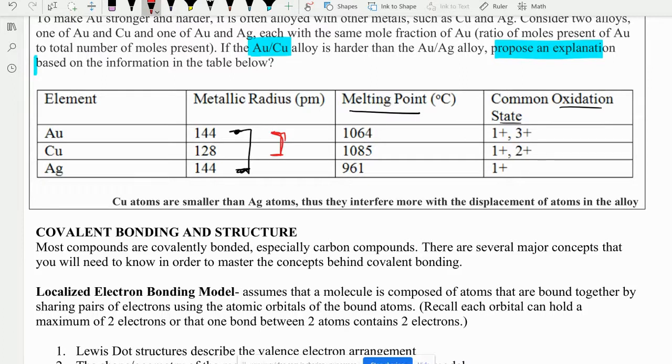Okay. And so what this leads me to believe is that since copper atoms are smaller than the silver atoms, and since those copper atoms are in the interstitial spaces between the metals, I'm going to argue that the copper gold alloy is going to be stronger because the copper atoms in the interstitial spaces of the alloy are going to make that metal even harder. It's going to be harder to displace or move that metal because of those copper atoms wedged into the spaces in between.